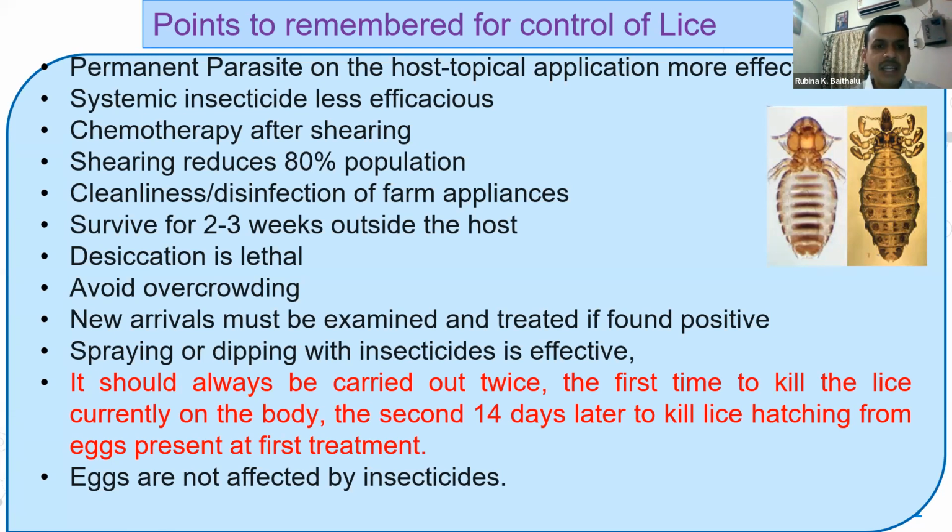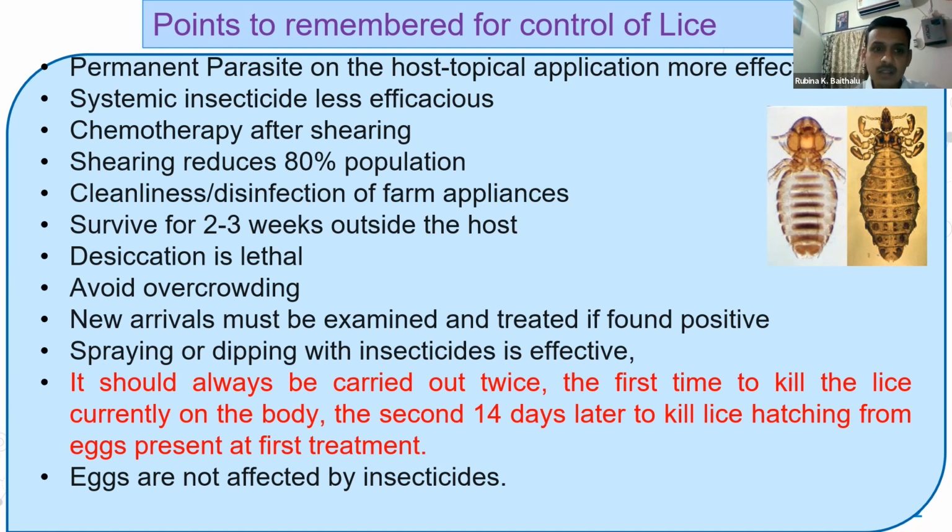Whenever we are going for any chemotherapy, it should be followed after shearing, because shearing reduces 80% of the lice population. Always keep the farm appliances clean and use different disinfectants, because these act as mechanical carriers, and through farm appliances the lice population can spread. They can survive outside the host for 2 to 3 weeks.